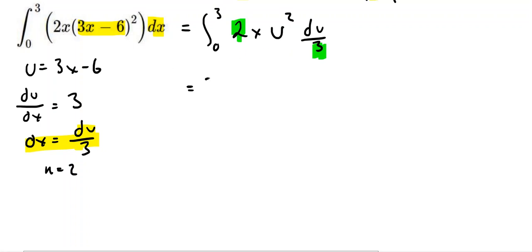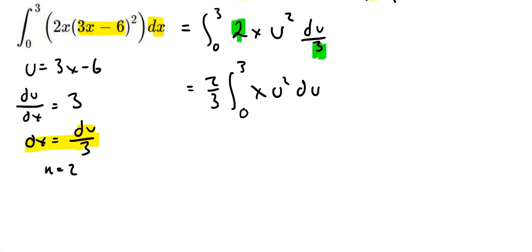So we have 2/3 the integral of x u squared du. And let's not forget, this is a definite integral. We'll deal with that at the very end. Well, once again, we need to get rid of this x, and there's nothing underneath the du to cancel with it. So we have to do the same thing as the last problem. We're going to go to u and solve that for x.